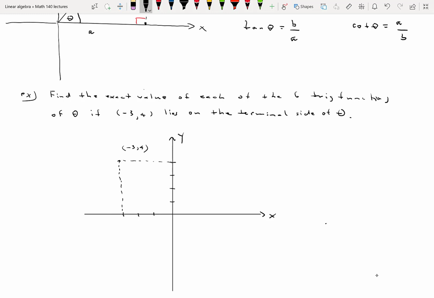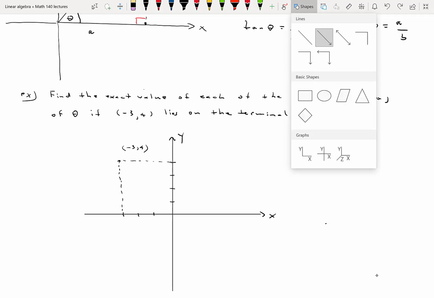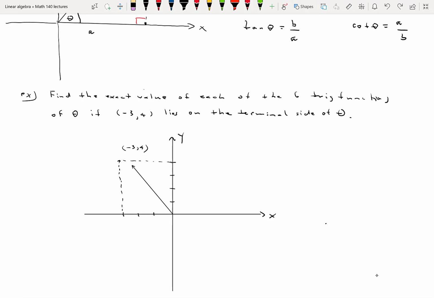And that point is supposed to lie on the terminal side of theta. So let's draw the terminal side of theta. Let's draw the angle essentially. So here's the angle. Oops, let me redo it. Oh, that actually turned out pretty good. I shouldn't be so picky, but I'm gonna be picky. So here's the ray from the origin, and the point -3, 4 lies on the terminal side of theta.